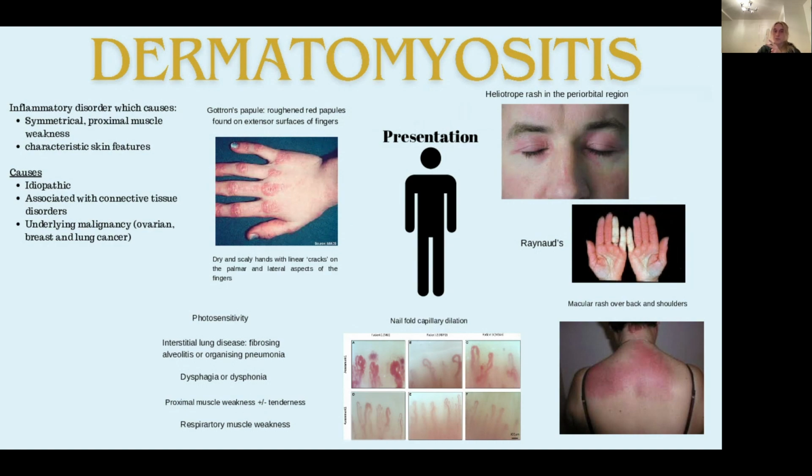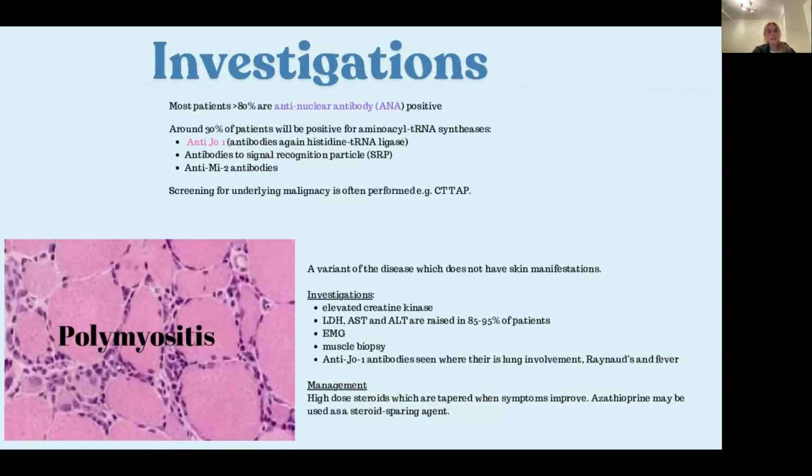So investigations wise, most patients will be anti-nuclear positive, so over 80%, so you can send those off. Around 30% of patients will be positive for some other types of antibodies. The one that I recognise is anti-Jo1. So if a patient has anti-Jo1, we'll be thinking dermatomyositis. You can also get antibodies to signal recognition particles, apparently, and then anti-Mi2 antibodies. But for me, it's knowing that anti-nuclear antibodies can be positive in these patients, and then more specifically would be anti-Jo1 for dermatomyositis with skin involvement.